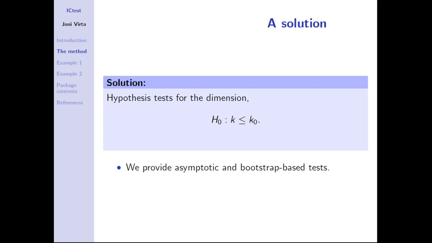And our solution is sequential hypothesis testing. So first you test whether the dimension is 0, 1, 2, and so on, until you first accept, and that is your dimension. And we actually have two kinds of tests, asymptotic and bootstrap based, but I don't have the time to go into details in this talk. So next, let's take a look at some examples.